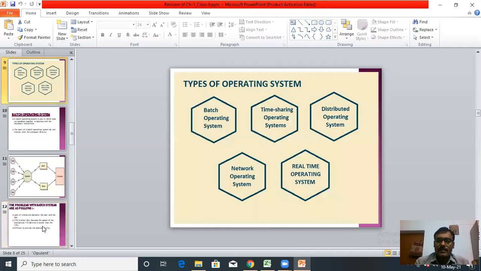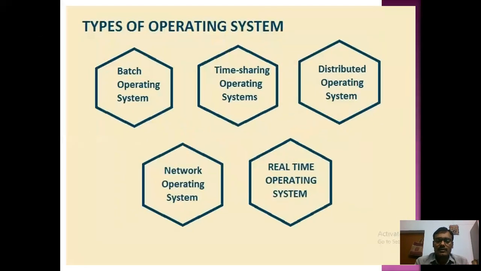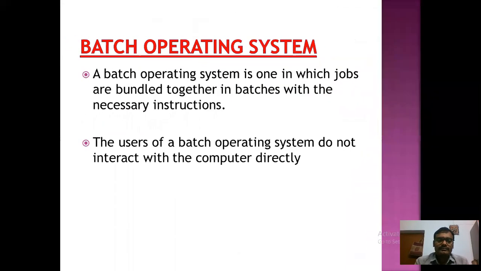Now coming to the next topic, types of operating system. As you have studied, there are 5 types of operating system, which are given in your book: batch operating system, time sharing operating system, distributed operating system, network operating system, and real-time operating system. So first, coming to the batch operating system.